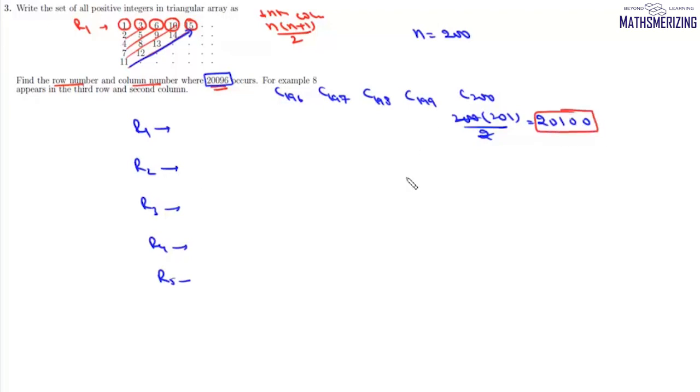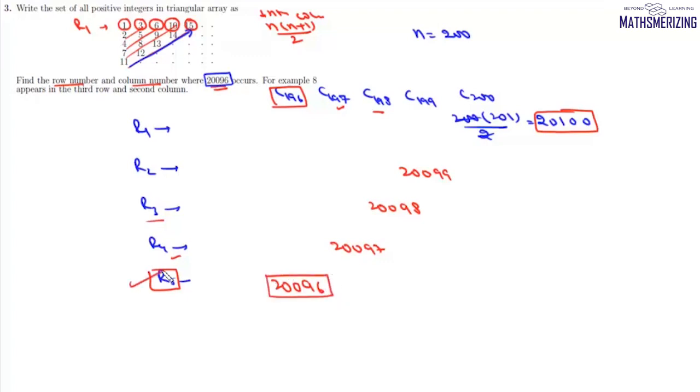Now at R2 C199 number will be 20099. Now for R3 C198 will be 20098. Now for C197 and R4 it will be 20097, and then finally at C196 and R5 this number will be 20096. So this number 20096 appears at 5th row and 196th column.